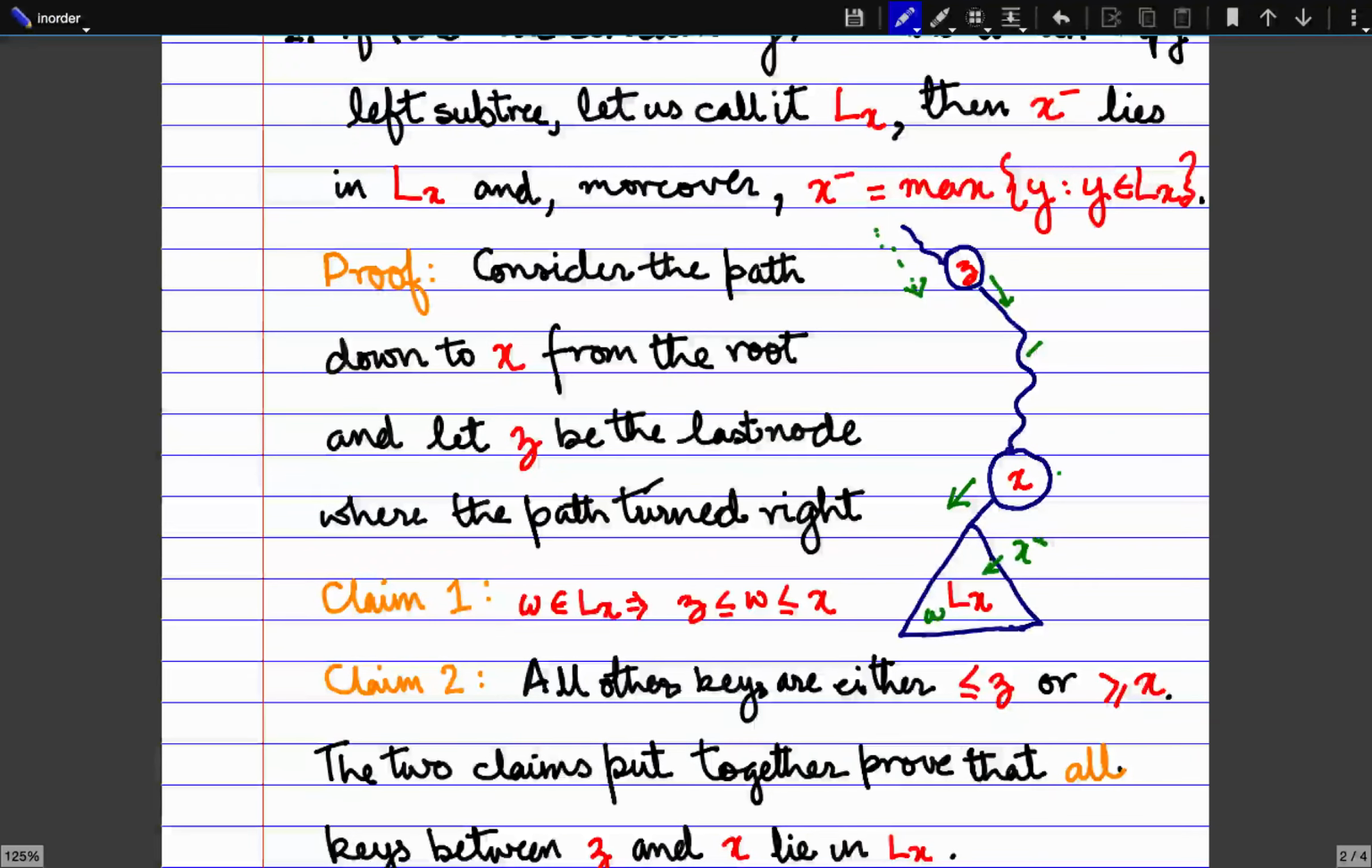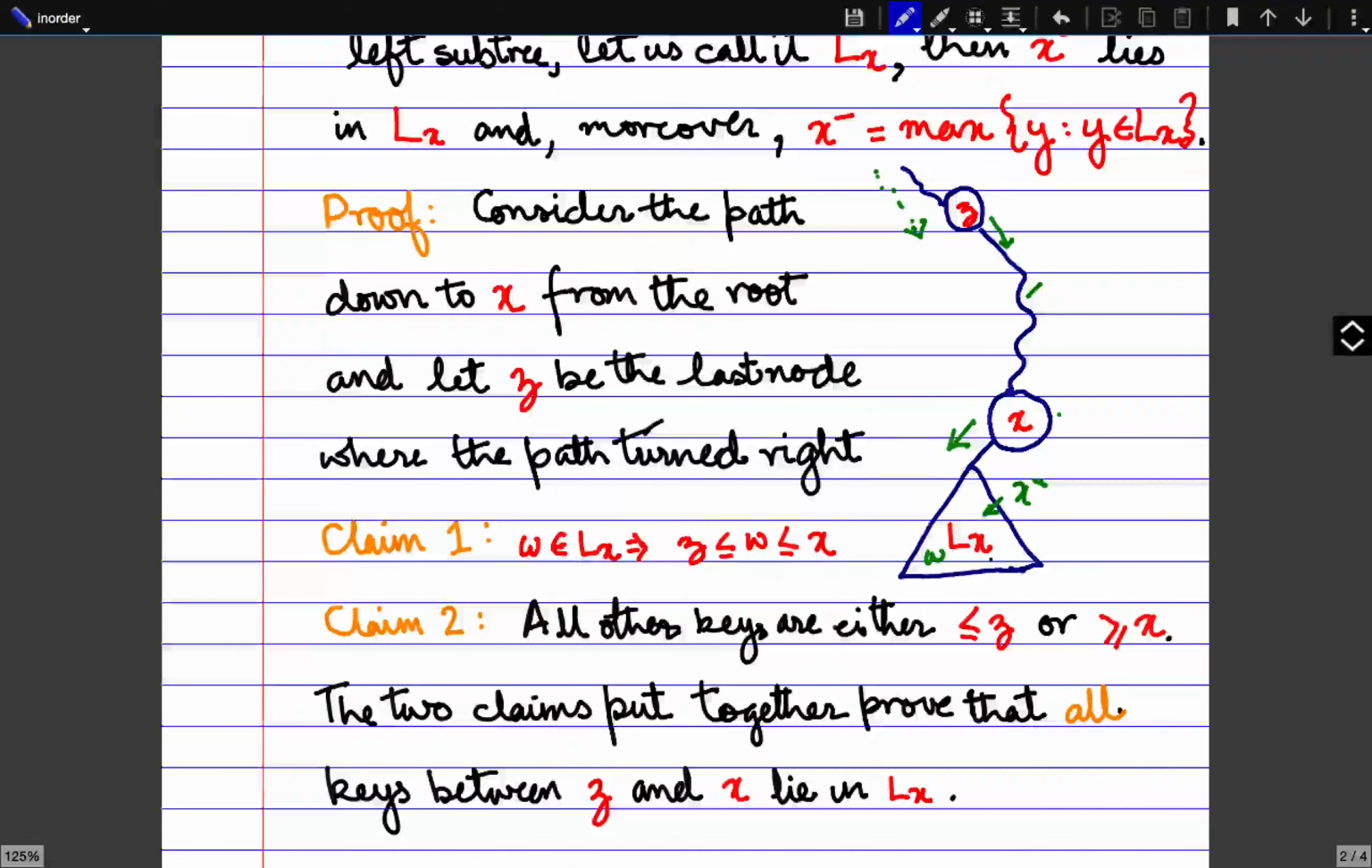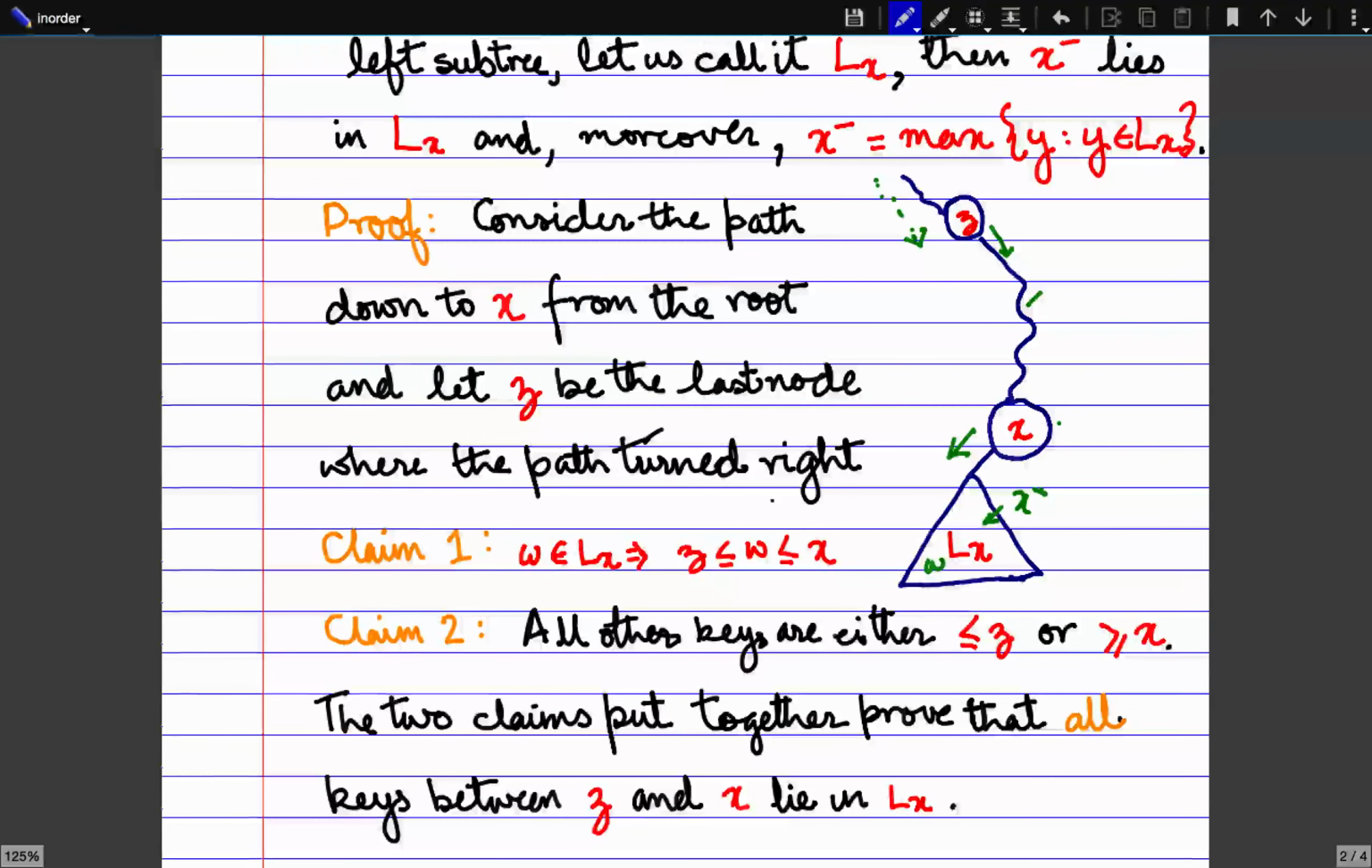Claim 2 is a little bit more subtle. Claim 2 says all other keys, that is all keys which are not in Lx, are either less than or equal to Z or greater than or equal to X. We will see in a moment how we prove claim 2, but before we do that, let us satisfy ourselves that claim 1 along with claim 2 gives us the result.